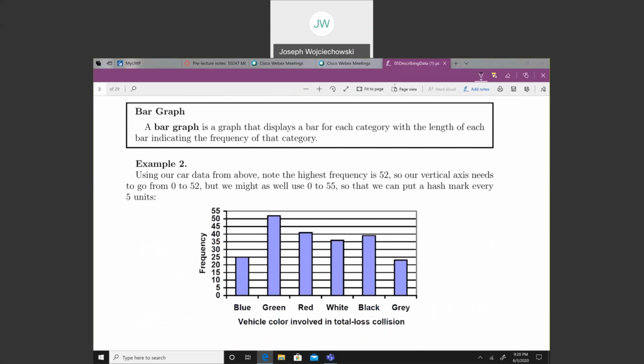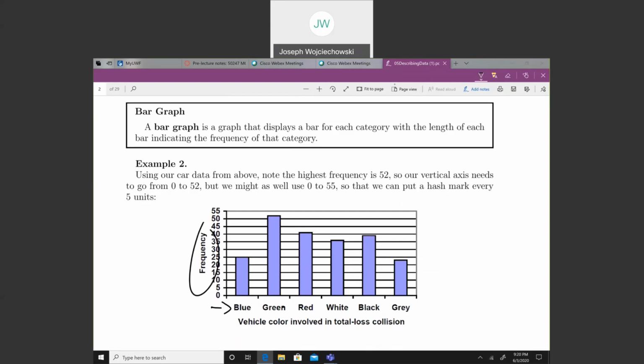So here we have our frequency. Here we have the colors of the car, and as you see, blue, that's 25. Green, and that looks like 52. And that's how this works.